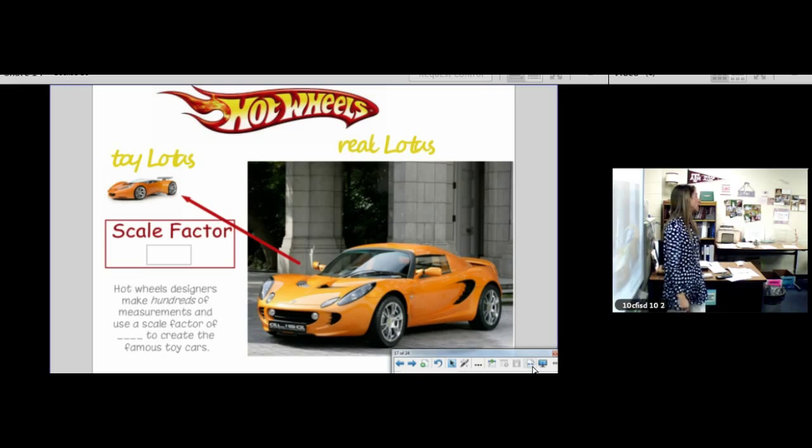Put on your paper what your guess is. How much smaller do you think a toy Hot Wheels car is than a large one? What do you think the scale factor is? Is this one twice as big, 10 times as big, 100 times as big? Put your guess down.